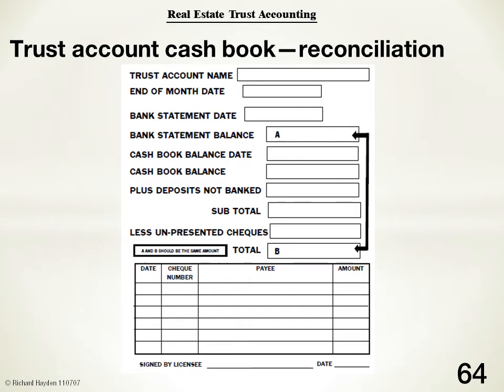So what we want to do is to make sure that the bank statement balance A reconciles once we've taken out the cash not banked and the unpresented cheques. That should balance B. So A and B should be the same amount, and therefore your cash book and bank and the trust account have balanced for the month. Then underneath you've got a date and cheque number for all those outstanding cheques that haven't been presented.